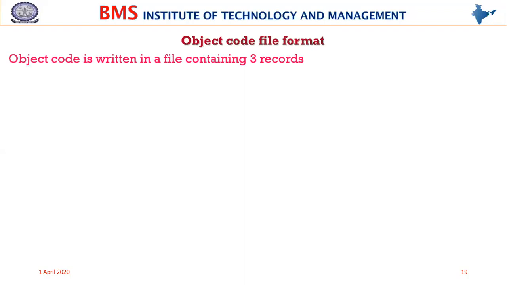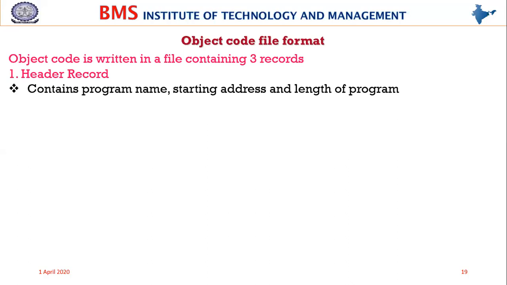Fine. It is written in 3 records. Every object code will have a minimum of 3 records. One more we're going to add later, which we call the relocation record. That's an additional one that will get added later, after we see the SIC assembly. Right. Minimum 3 records must be there. First one is called the header record. The header record contains 3 pieces of information: the name of the program, the starting address of the program, and the length of the program.